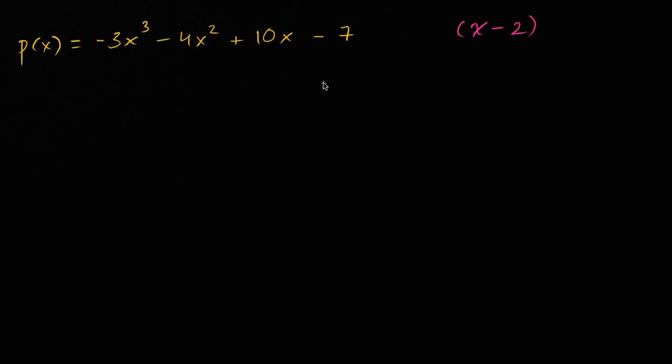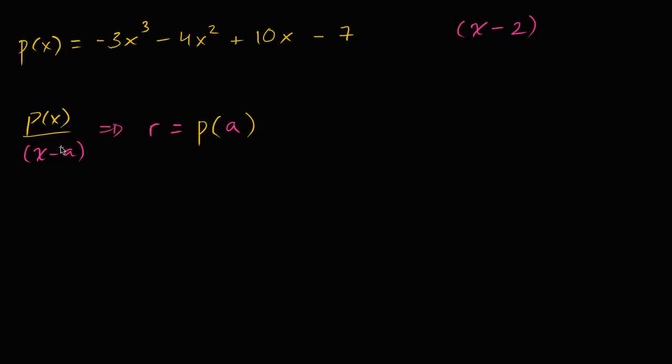The polynomial remainder theorem tells us that if I take a polynomial p of x, and I divide it by x minus a, the remainder is just going to be equal to p of a. So in this case, our p of x is this. What is our a? Well, remember, it's x minus a.